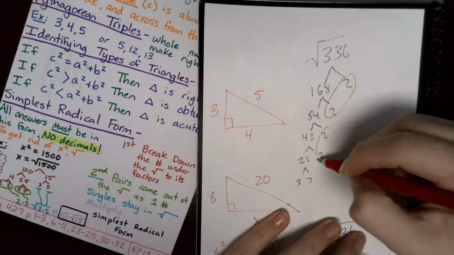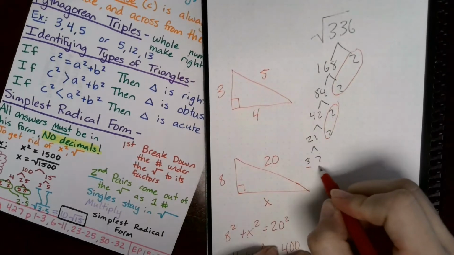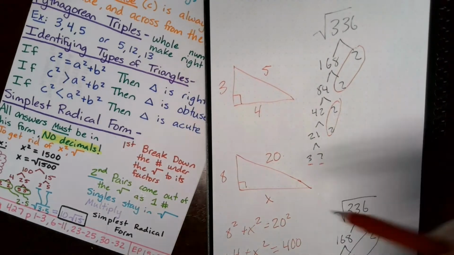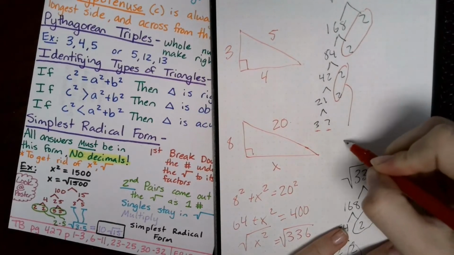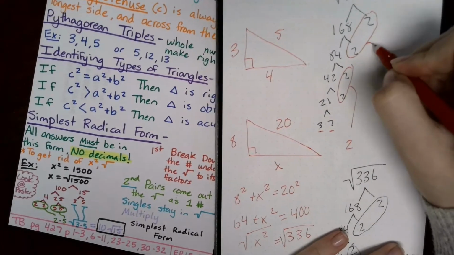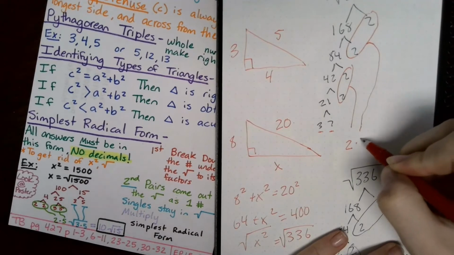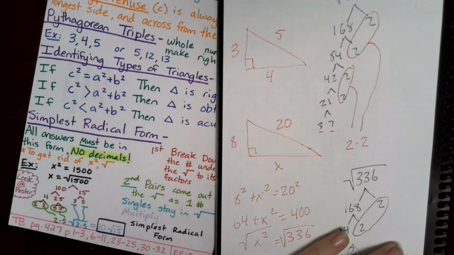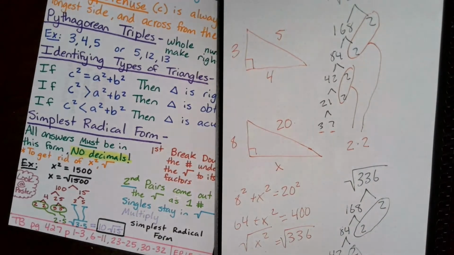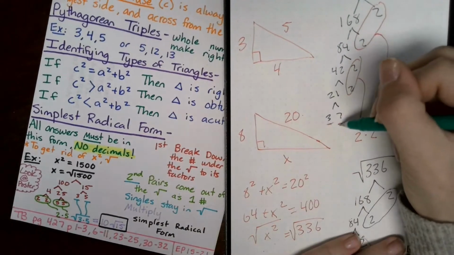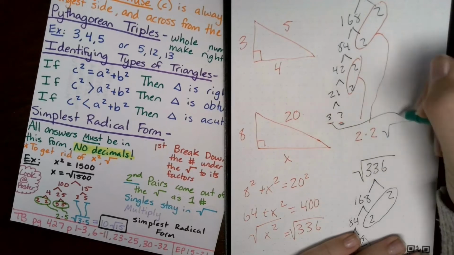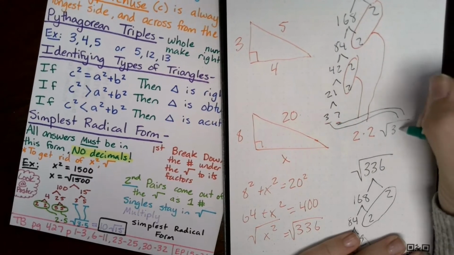That's two 2's, that's two 2's, and these are singles, right? So what I'm going to do is take the pairs out as one number. So 2 comes out on the outside, another 2 comes out on the outside, and then inside the square root are the singles. Singles stay in the square root, okay? So my 3 comes in and my 7 comes in.